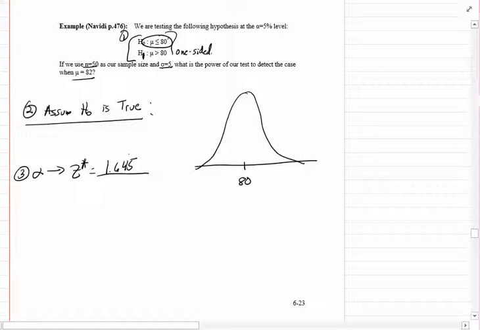Okay, so Z star is 1.645, and so that's right here. I can write it up here. So that's the rejection region right there. How do we get the Z star from here? Tables. From alpha is 0.05, 5% in the tail, go to the table, and that'll give you the Z star.